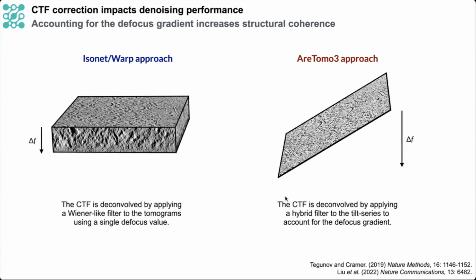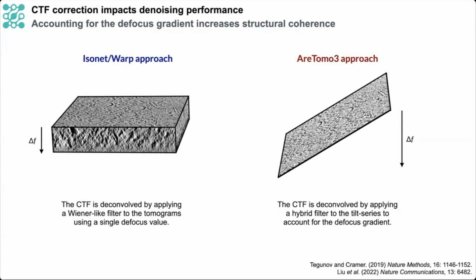As with data curation, we found that the way we correct for the CTF can impact the quality of downstream denoising. In our initial implementation, we followed the strategy taken by IsoNet and WARP, which deconvolves the CTF by applying a Wiener-like filter to the tomograms using a single defocus value. But this approach ignores the defocus gradient, which in turn will reduce the spatial coherence of the CTF-corrected tomograms that we use for both training and inference.